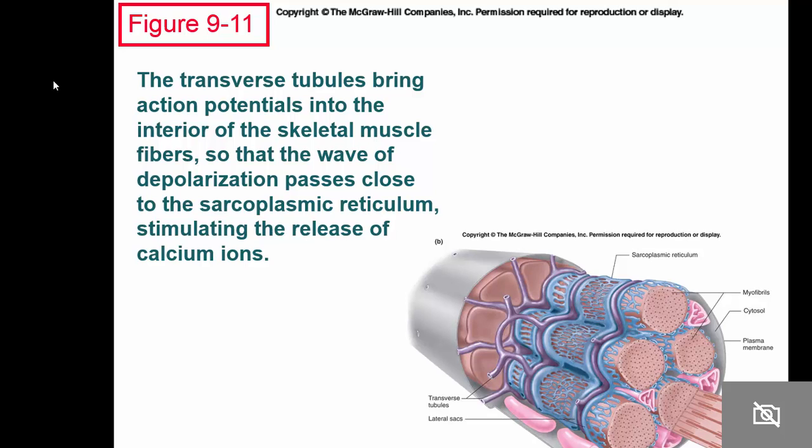Why can it do that? What are the gradients for calcium inside and outside the cell? Give or take, it's like 2.5 millimolar outside of the cell. What's it inside the cell? 10 to the negative 4. 1 times 10 to the negative 4. So there's a huge gradient there, right?